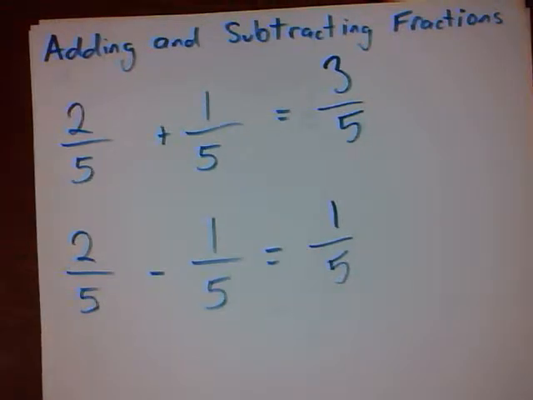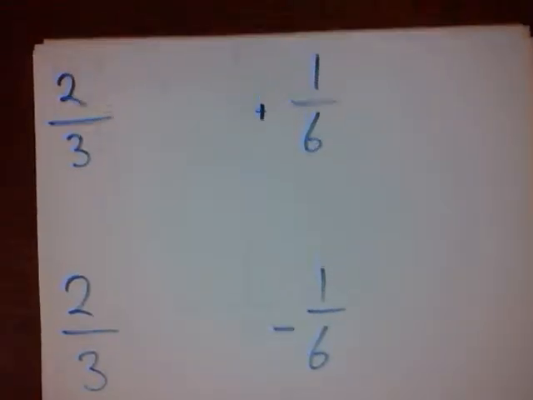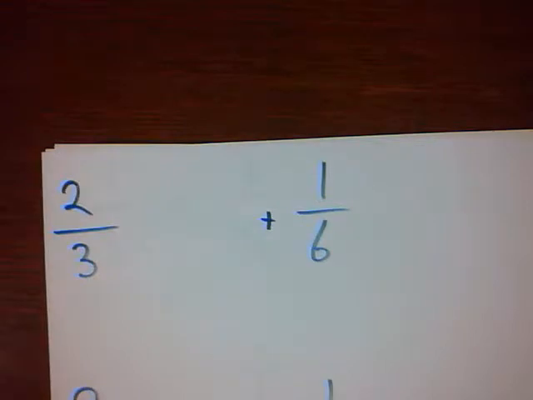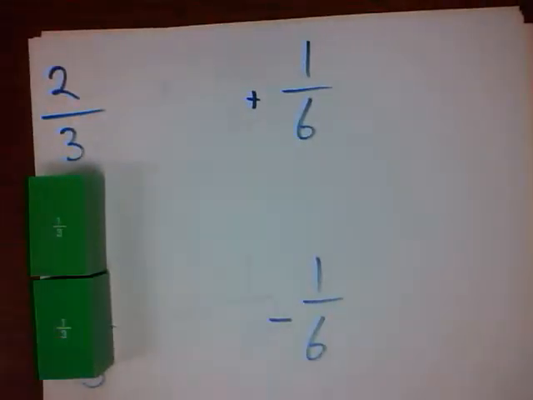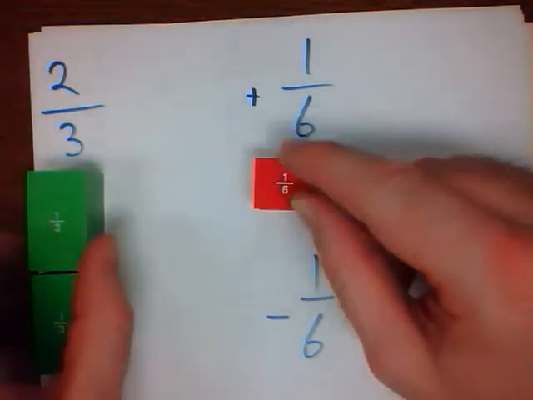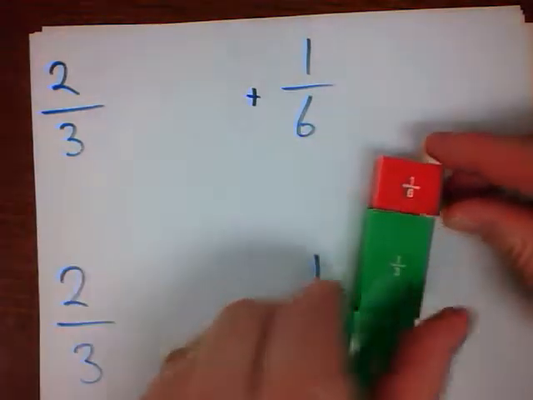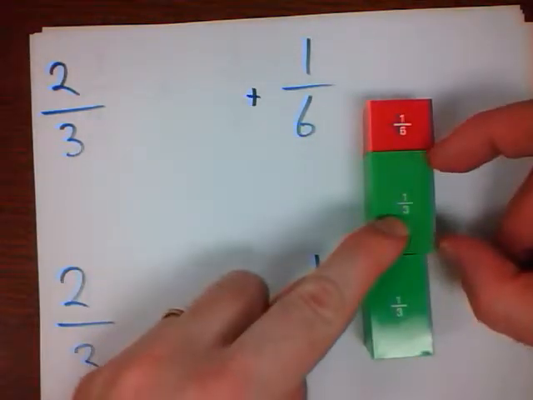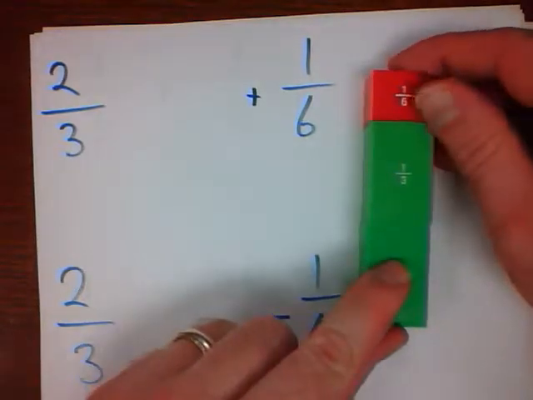But what about these kinds of questions? How does this work? Let's say I have 2/3, and I want to add 1/6. What do I have? 3/9? Is that going to work? Can I have 3/9? 3/9 is very small. 3/9 is less than this. 3/9 would only be this big, so it can't be 3/9.